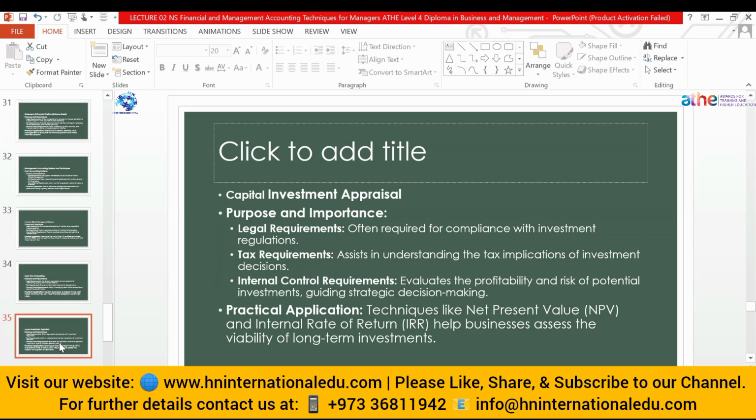Okay. Then we have techniques like net present value and internal rate of return that help the business assess the viability of the long-term investment. That is, if we are going to spend this much amount in XYZ project, what will be the return when we will be securing our initial cost?